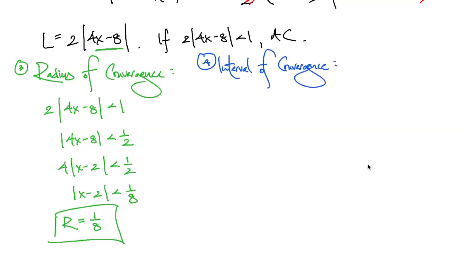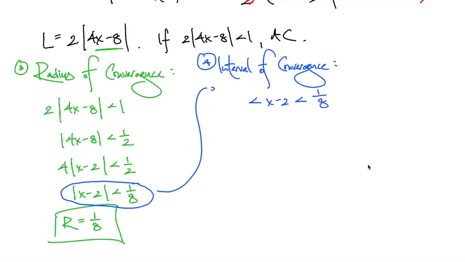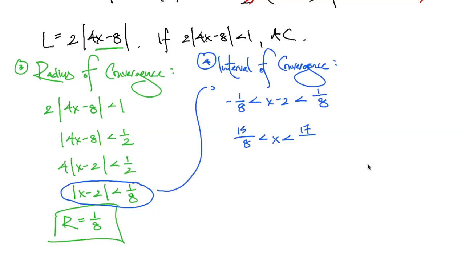Okay, so we've got our interval of convergence here. We're going to take our second to last expression, the one before we found our radius, and take away those absolute value bars and sandwich them between the positive version of our radius and the negative version of the radius. And then we're going to solve for x. So I'm going to add 2 to both sides. That'll give me 15/8 less than x less than 17/8.